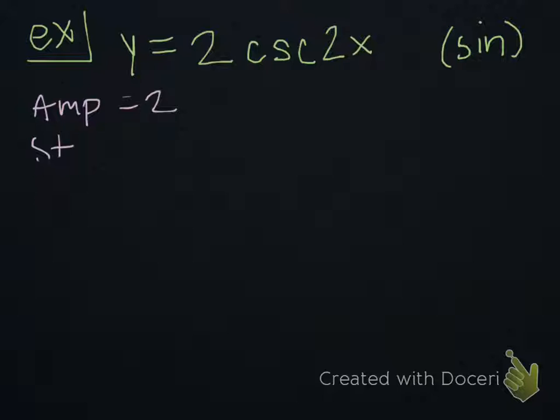Our starting point is c over b. Notice I don't have a c value, so my c value is 0. My b value is 2. 0 divided by 2 is 0.